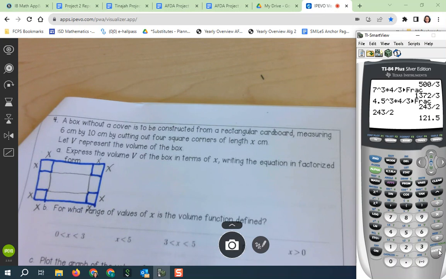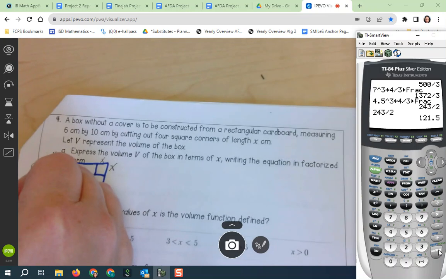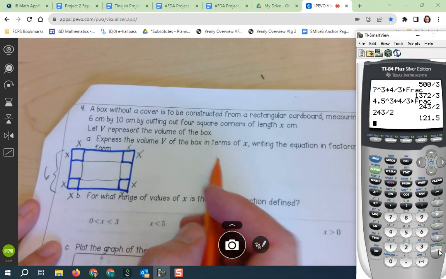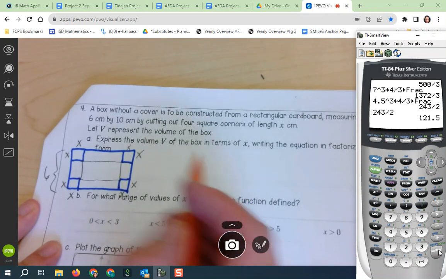Okay, it says the rectangular cardboard measures 6 centimeters by 10 centimeters. So this whole thing is 6, the shorter side. And then the longer side is 10. I don't really have a good spot for that, but let's do it anyway.